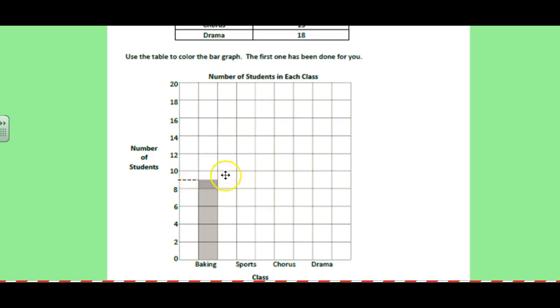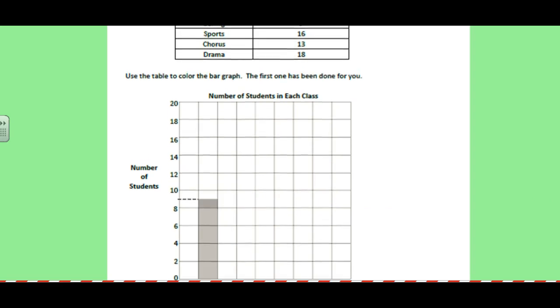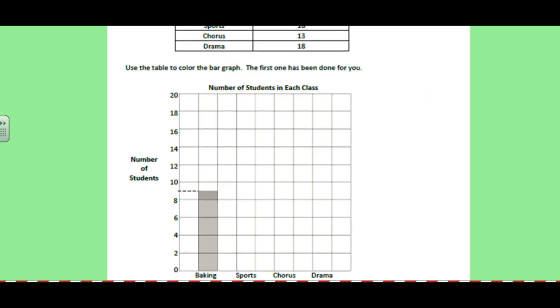You don't have to draw the dotted line on your bar graph whenever you do sports and chorus and drama. So I'm going to do one with you for sports, and we see that sports had 16 students that chose that, so our bar graph's just going to go up to 16, and then you just need to shade that in lightly. And then you need to do the rest for chorus and drama, and when you're ready to go on to the questions for this graph, you may push play.